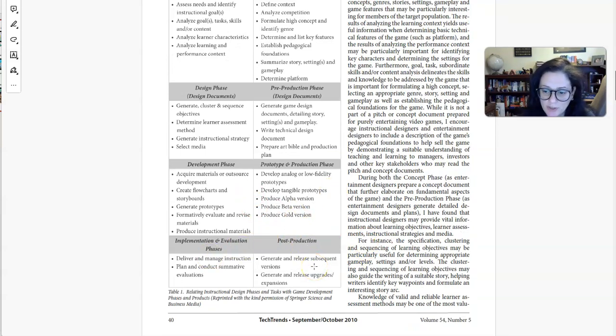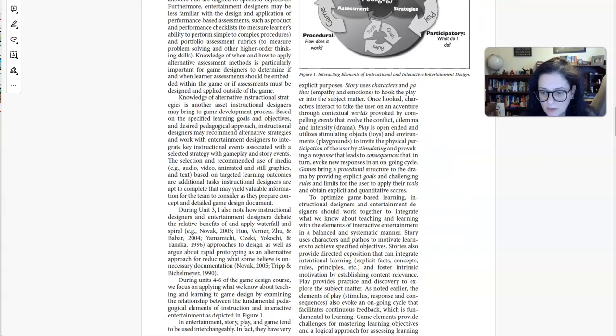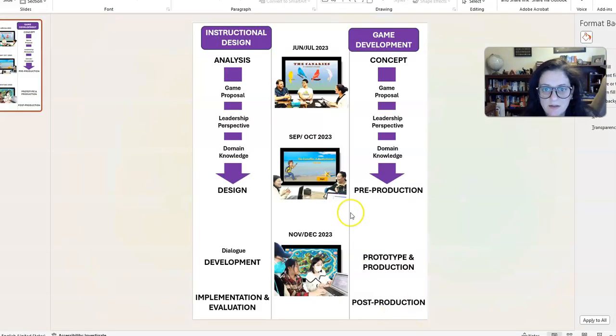This article has a lot of nice things really, but the way I incorporated these things is with this little visual. Basically the timeline is here, with instructional design on the left and game development on the right. When I designed the game, I did analysis and I did the concept. That was in July. And then this was my game proposal.